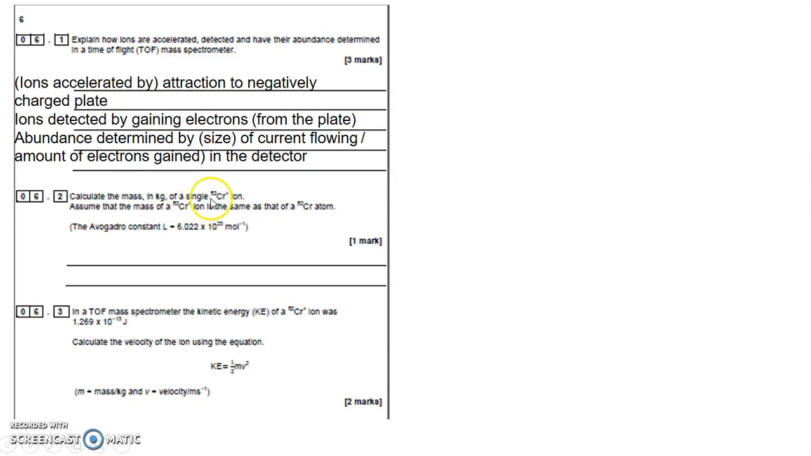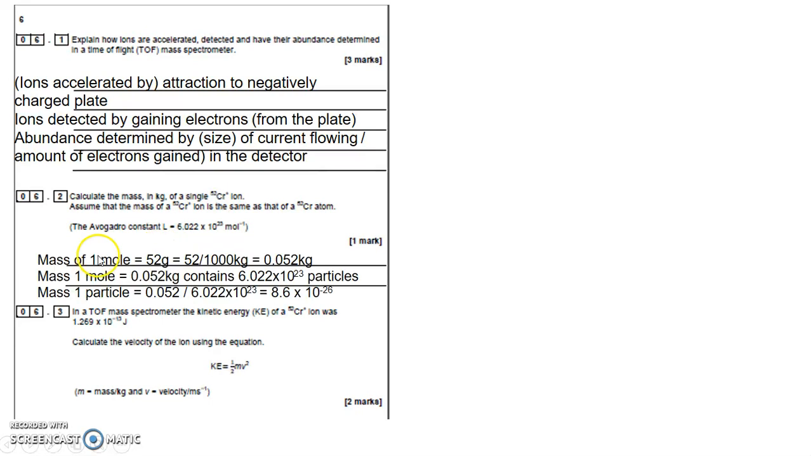Calculate the mass in kilograms of a single chromium-52 plus ion. So the chromium plus ion has had an electron removed, and it's going to accelerate, hit the detector, and then the plus ion will gain an electron and make a current on the plate, and depending on the size of the current we can work out how many are hitting the plate. Assume the mass of the chromium-52 ion is the same as a chromium-52 atom. It's only had one electron removed, and electron mass is negligible, so that's fine. So for chromium-52, 1 mole is 52 grams.